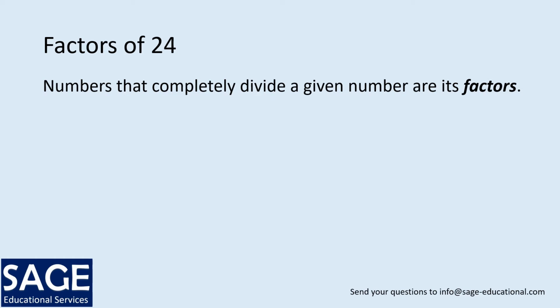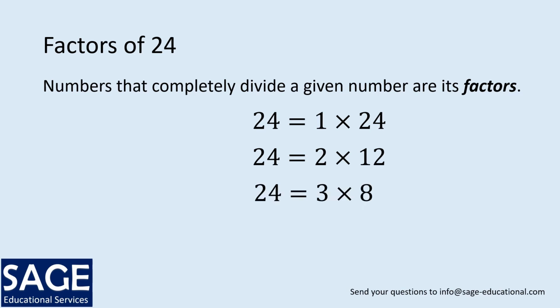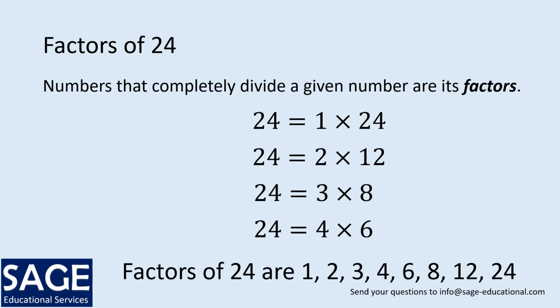Now, for example, what are the factors of 24? We can write 24 as 1 times 24. We can also write it as 2 times 12. We can write it as 3 times 8. We can write it as 4 times 6. So this gives me the complete list of the factors of 24: 1, 2, 3, 4, 6, 8, 12, and 24. So there's my complete list of factors of 24.